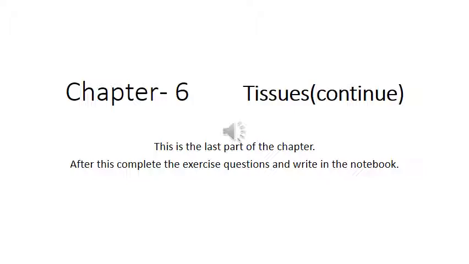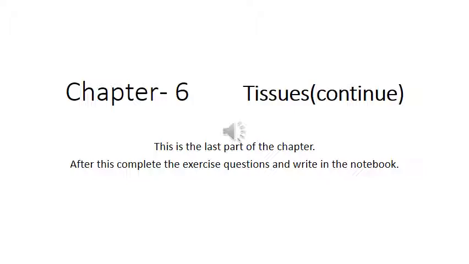We have completed the majority of the chapter. The first topic which we discussed was the definition of tissues. Then we discussed, are plants and animals made of the same type of tissues? We found that there are many differences and they have different types of tissues. We discussed the reasons also, that why they have different types of tissues.